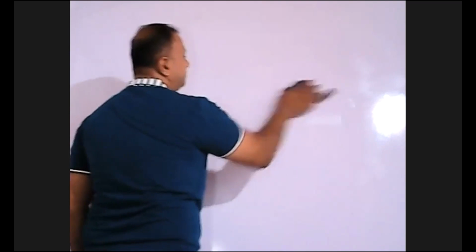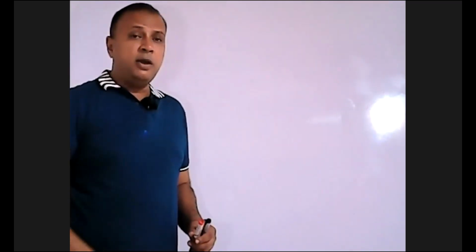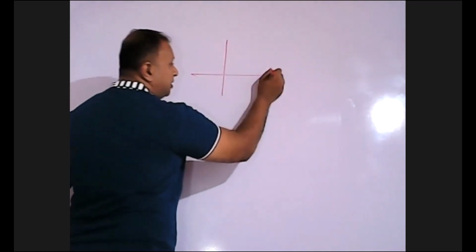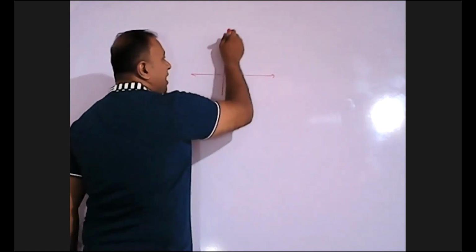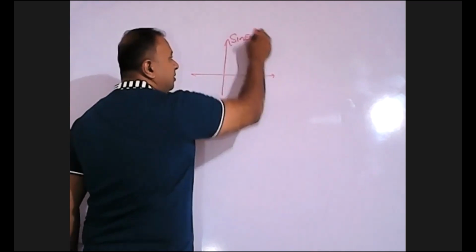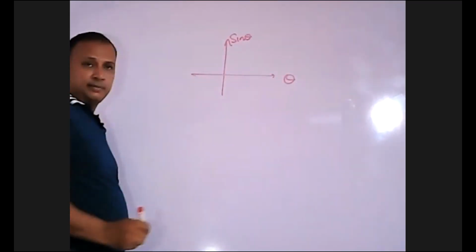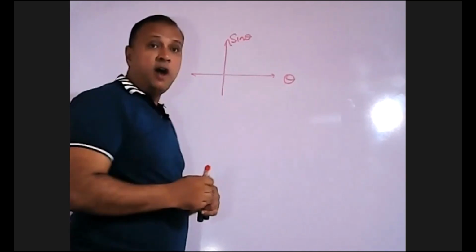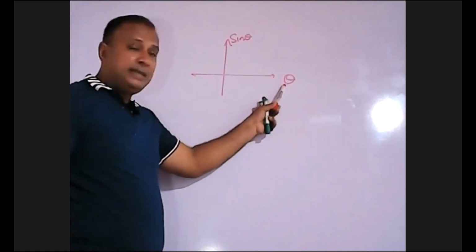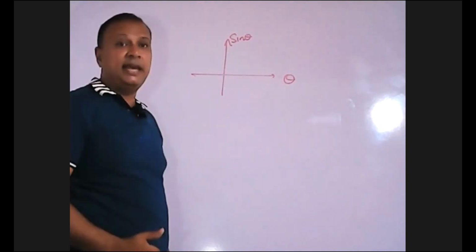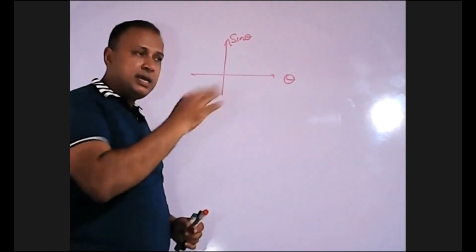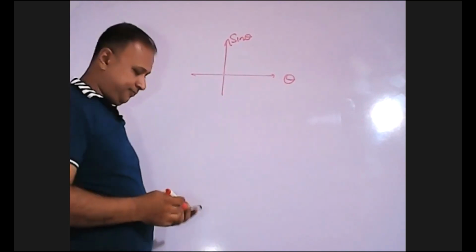Same thing we can do. What I want to do means I want to plot a graph of sine theta against theta. That means theta is on the x-axis, and the sin value is on the y-axis. Therefore, y is equal to sin theta.